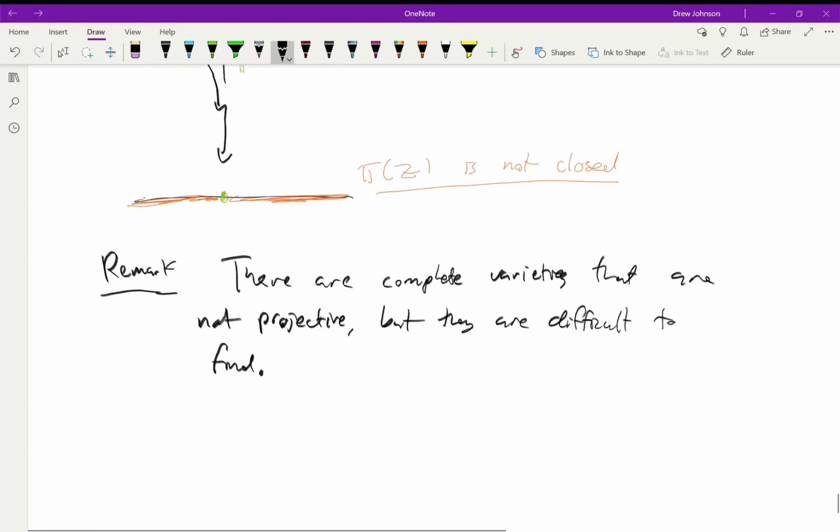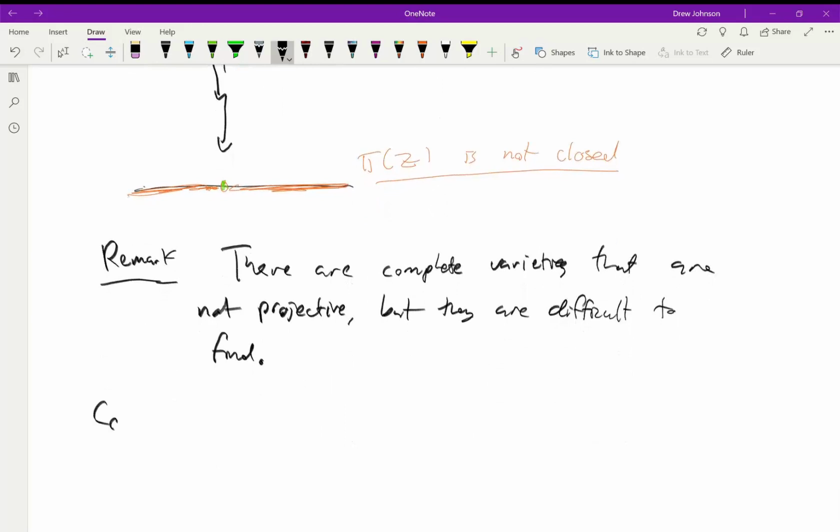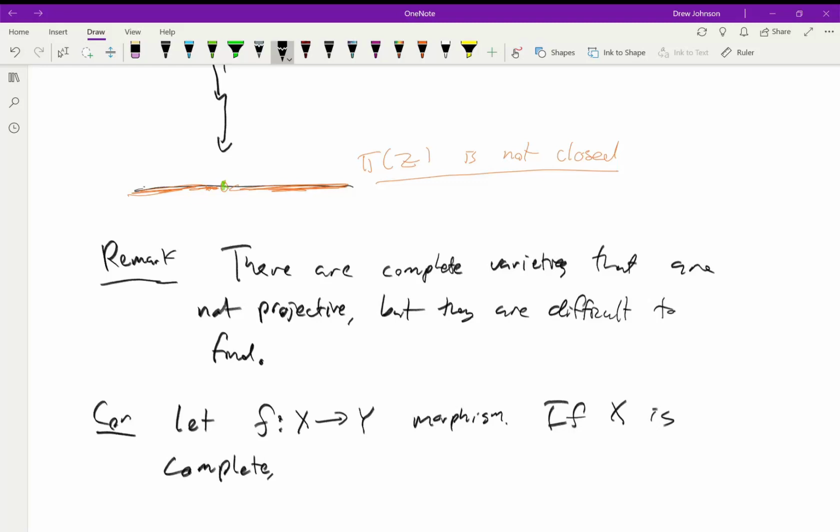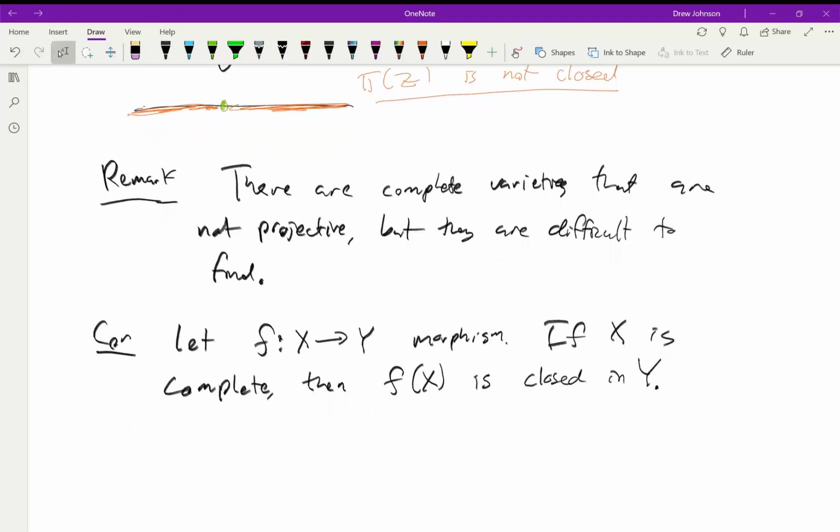All right, let's now prove a nice corollary. It says: let f from X to Y be a morphism, and if X is complete, then the image f(X) is closed. This is an analog in topology of the fact that the image of a compact set under a continuous map is closed. All right, so let's do the proof of this.